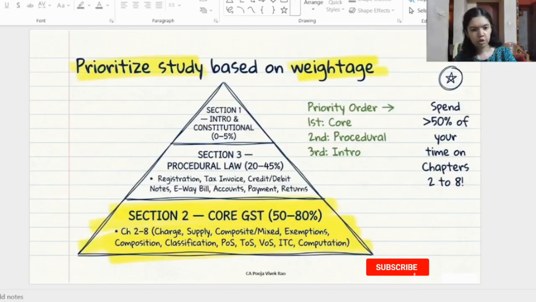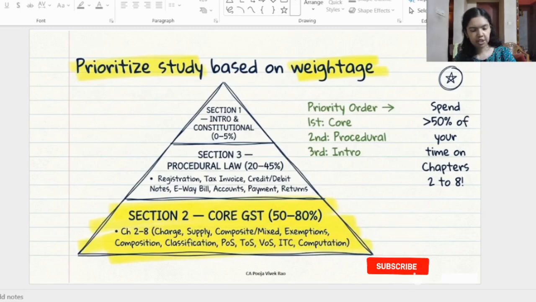So now let's come to the most important part. The GST syllabus has been divided into different sections based on their weightages. Section number 1 comprises introductory concepts and constitutional aspects. This section carries a relatively lower weightage of around 0 to 5%. So you should not completely ignore this area, and it should not consume the majority of your preparation time either. This area comprises Chapter 1, that is GST in India and introduction.